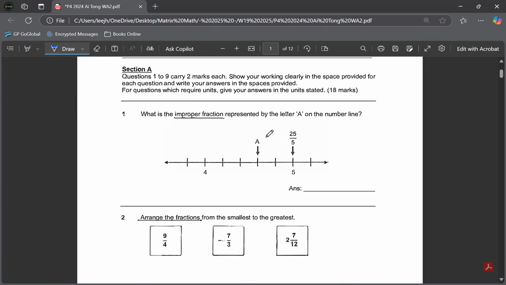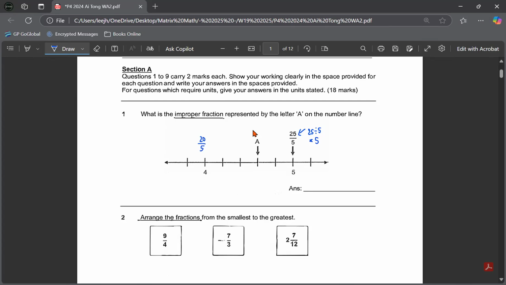Question one says, what is the improper fraction represented by the letter A on the number line? Can you say this is 25 over 5 and there's a 5 here? This one means 25 divided by 5, which is 5. That's why there's a 5 here. So if this is the case, what is 4 wholes here? If something divided by 5 gives you 4, that means this fraction will be 4 times 5, which is 20 over 5.